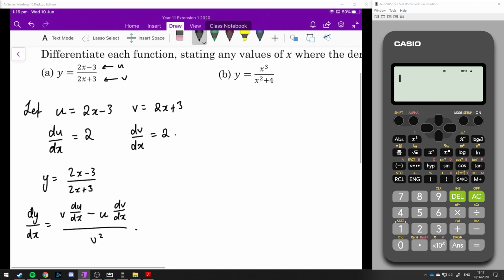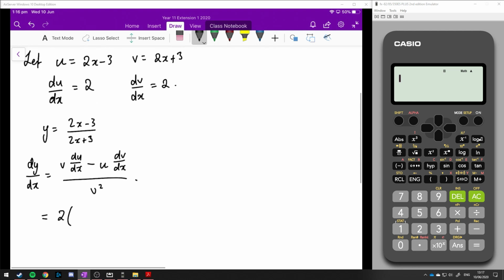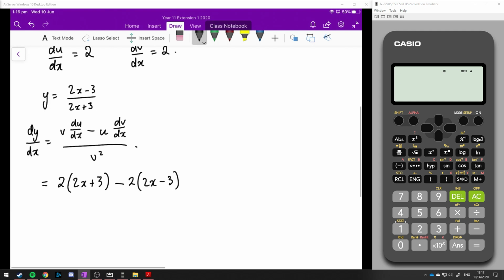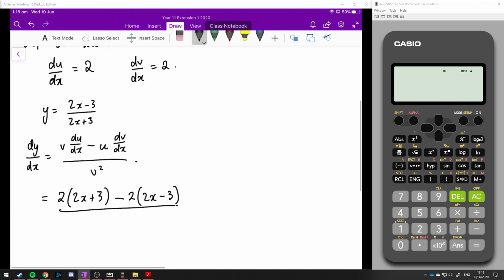So let's substitute our values in, our v value and our du dx. We'll put in du dx first, which is 2. So we're going to get 2 lots of 2x plus 3, and we're going to subtract 2 lots of 2x minus 3. And that's all going to be over v squared. So v squared in this case is 2x plus 3 all squared.